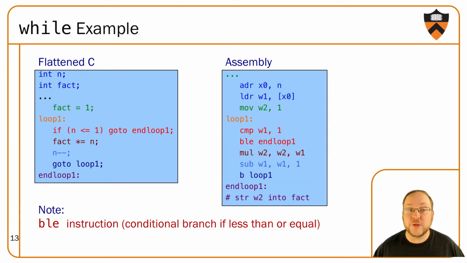But then at the end of the loop body, in dark blue, we unconditional branch back to the top of the loop and check the loop condition again. Eventually the loop condition will fail, and we will end up doing this branch less than or equal to the end of the loop. At that point, we can actually store out from W2 into fact our final answer.